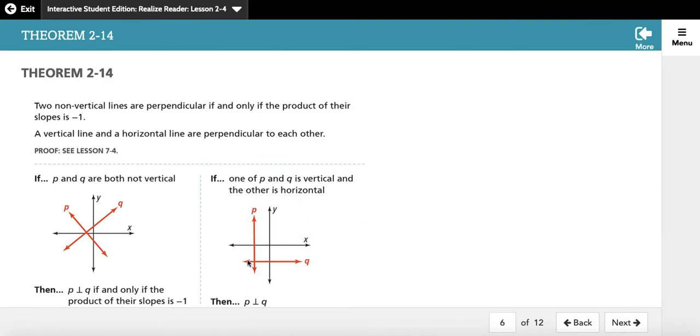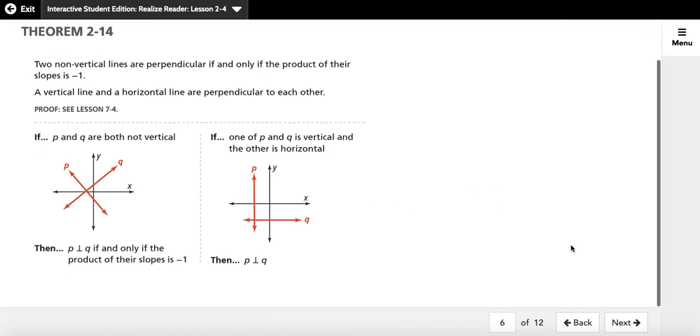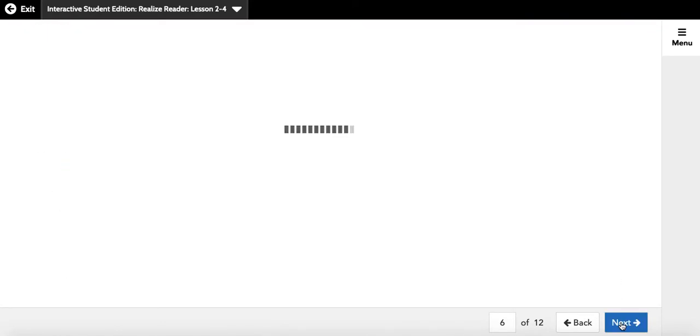If you have a horizontal line, which has a slope of 0, and a vertical line, which has an undefined slope, you can't multiply those two numbers together, 0 times undefined. But they are, as you can see, perpendicular, a horizontal and vertical line. All right, let's apply that to a problem.